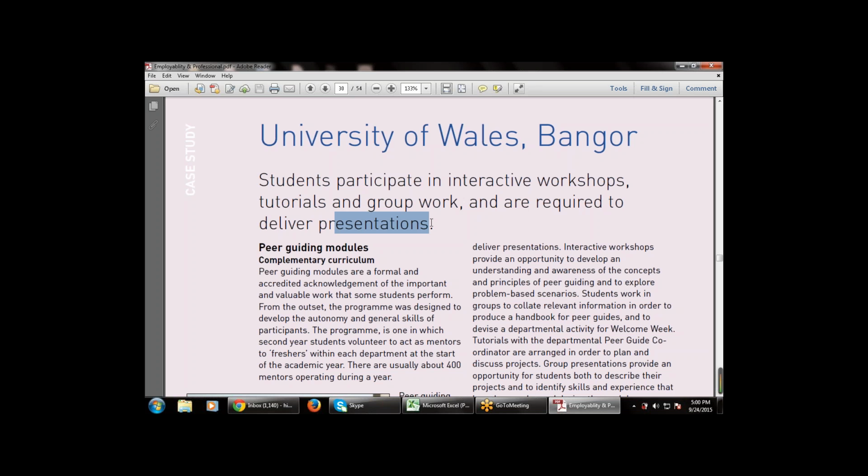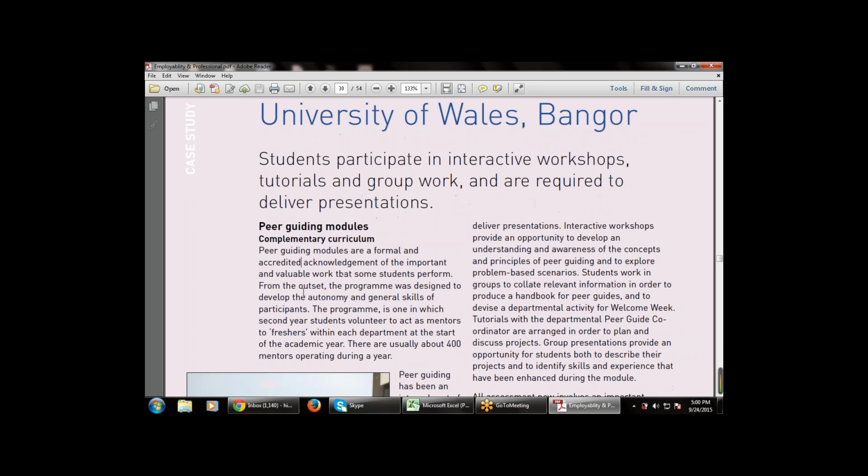So next is the peer guiding module. Peer guiding modules are a formal and accredited acknowledgement of the important and valuable work that some students perform.